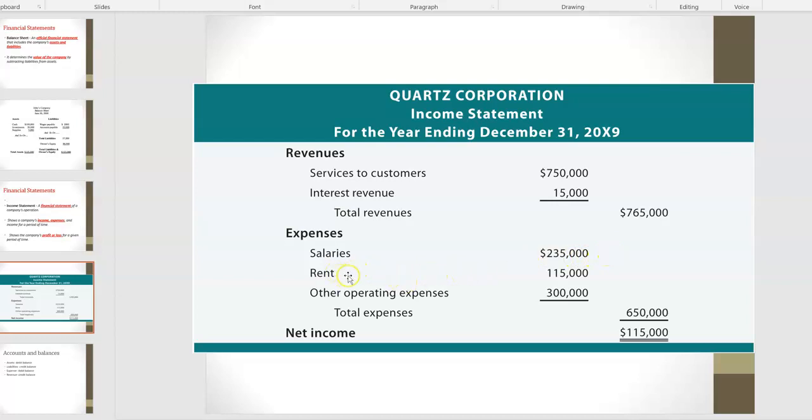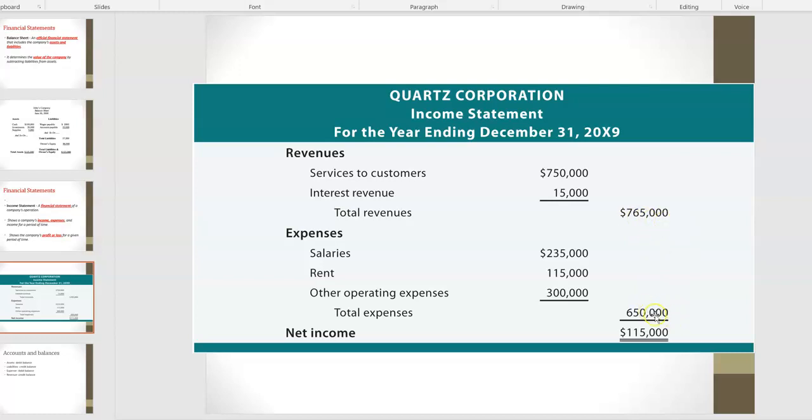They had to pay some type of rent, whether it's for the building or something else that they were renting, for $115,000. And then they had some other expenses to keep the business operating and running of $300,000. So the total expenses, or the total amount that the company spent on expenses throughout the year, was $650,000.